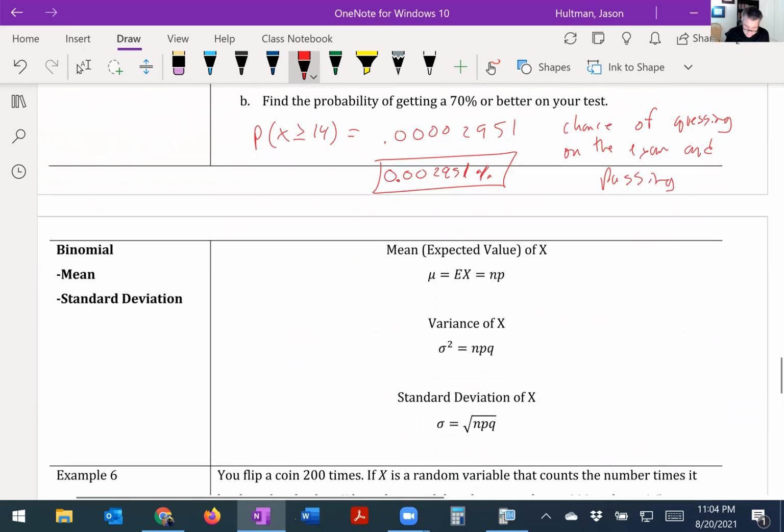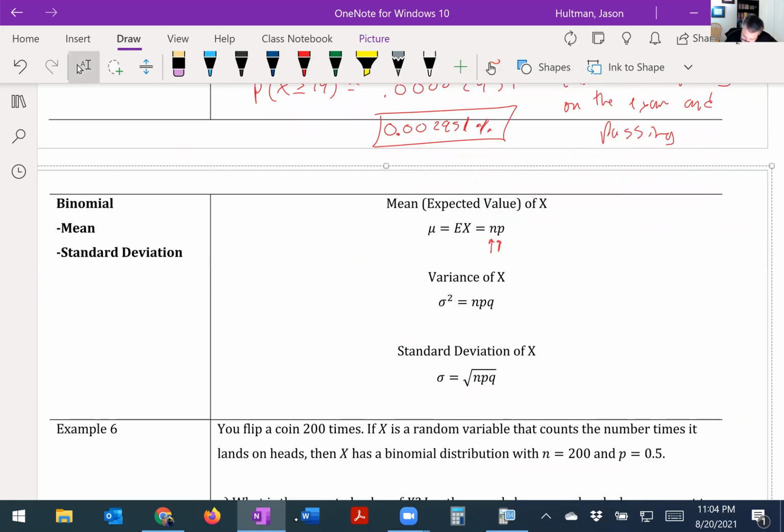Let's talk about our mean and standard deviation real quick for the binomial. What's the mean and standard deviation? The mean, the expected value, is n times p, the number of trials times the probability. The variance is npq, and the standard deviation is just the square root of npq.